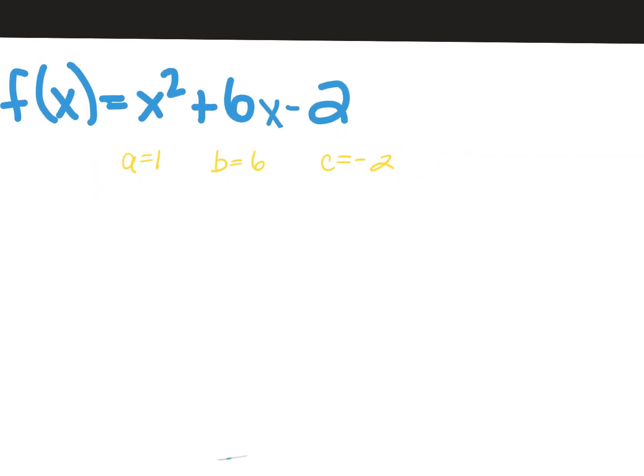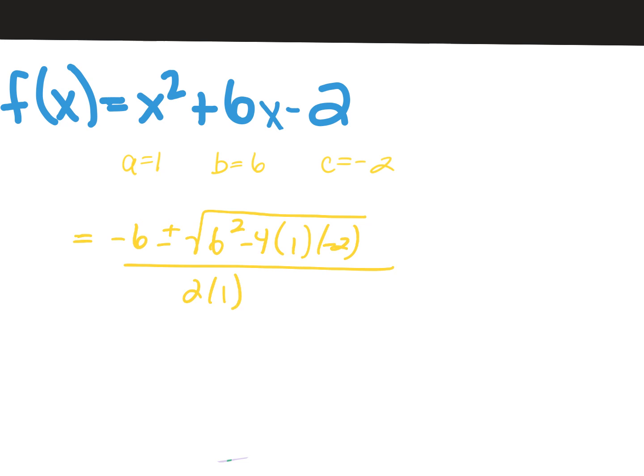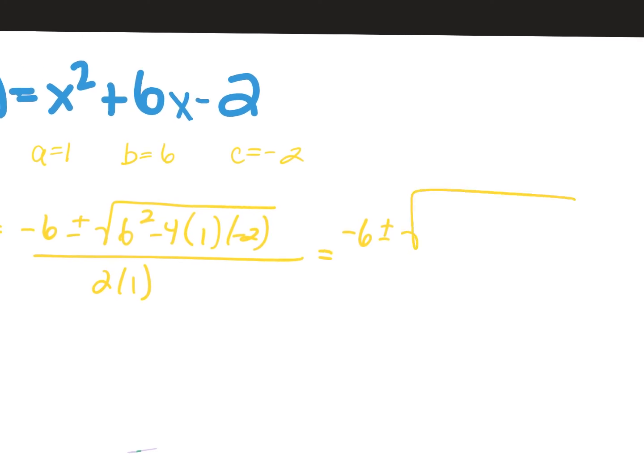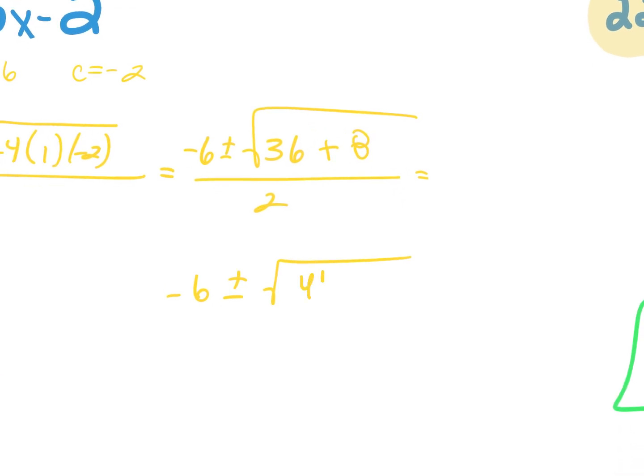You guys with me? So quadratic formula is going to be negative 6 plus or minus the square root of 6 squared minus 4 times 1 times negative 2 all over 2 times 1. So we have negative 6 plus or minus, what's 6 squared? And then what's 4? Negative 4 times negative 2. Positive 8, good. Over 2. So I have negative 6 plus or minus. What's 36 and 8? 44. All right, over 2.